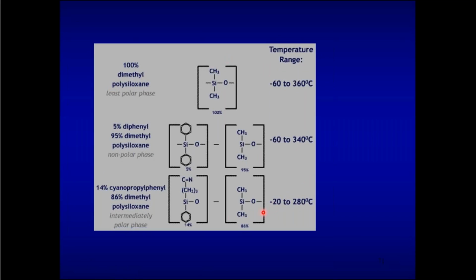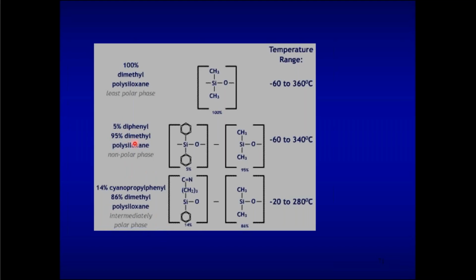Again, some more examples of stationary phases we have, with the temperature ranges given. So 60 to 360, 60 to 340, 20 to 280. Of course, 100% dimethyl polysiloxane gives you a very high temperature to which you can go. But this is the least polar, or the most non-polar, and you can make it a non-polar phase or an intermediately polar phase.